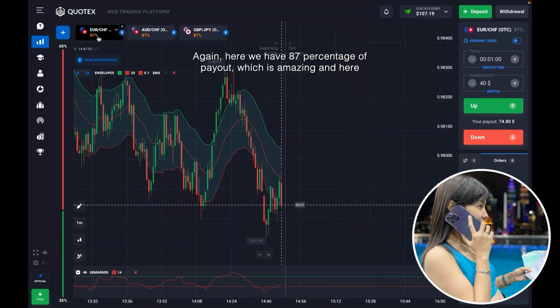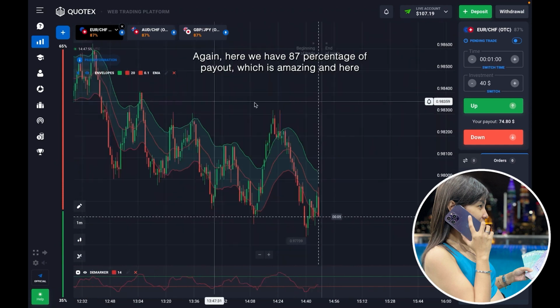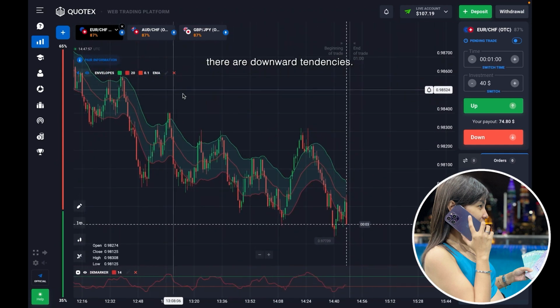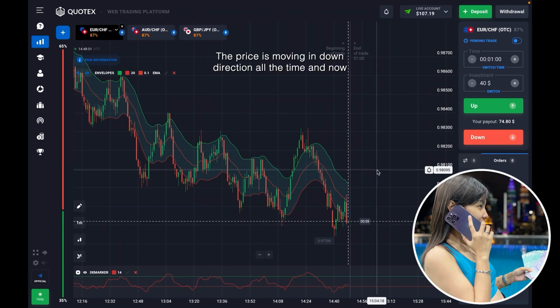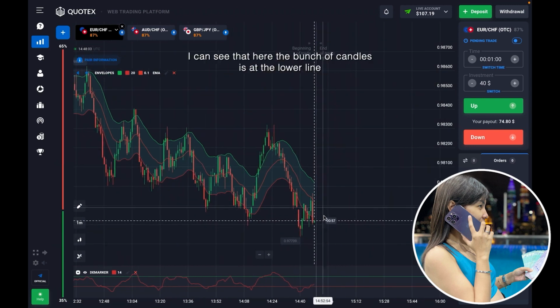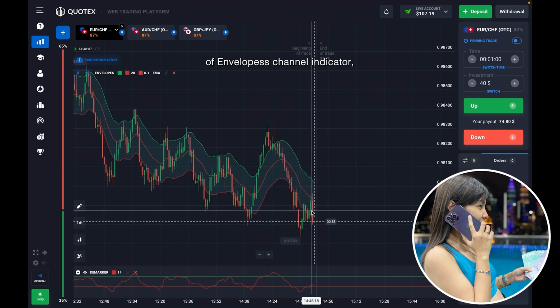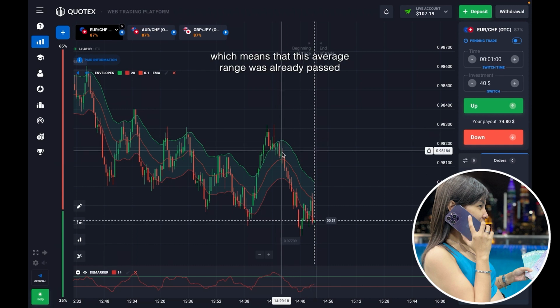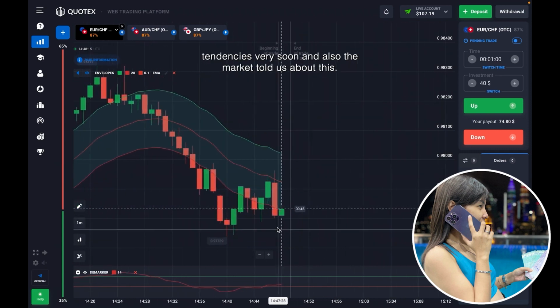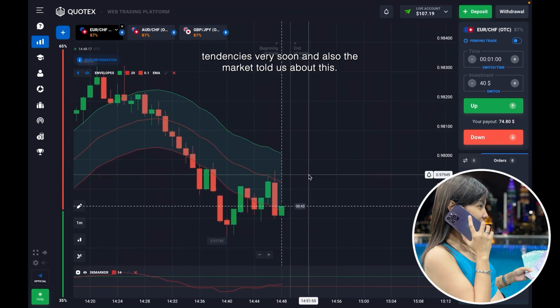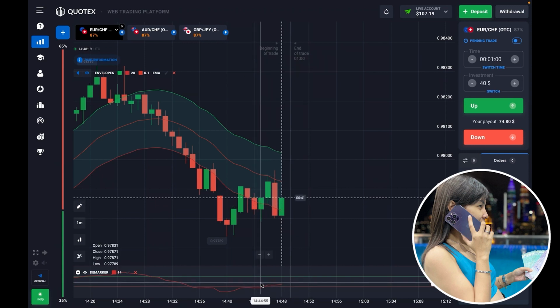Again, here we have 87% of payout, which is amazing, and here are the downtrend tendencies. So downward, I'm sorry. The price is moving in a downward direction all the time, and now I can see that here a bunch of candles touched the lower line of the envelope channel indicator, which means that the average range was already passed by this movement of the price. And here we have to expect some upward tendencies very soon, and also the market told us about this.